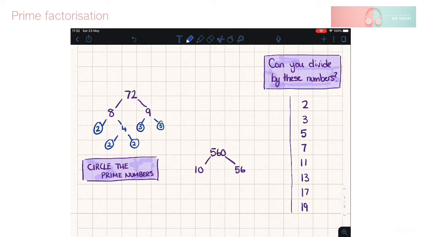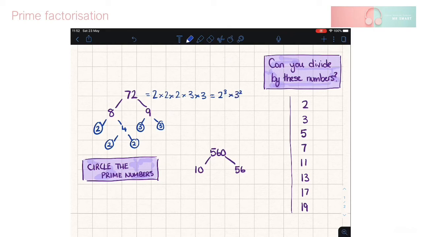So we stop at that point. How many 2s did I write? I wrote 3, so 2 times 2 times 2. How many 3s? There are 2 of them, 3 multiplied by 3. And so 72 can be written as 2 cubed multiplied by 3 squared.